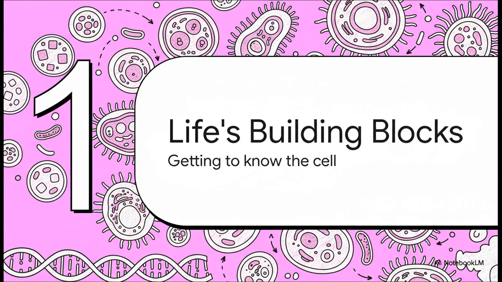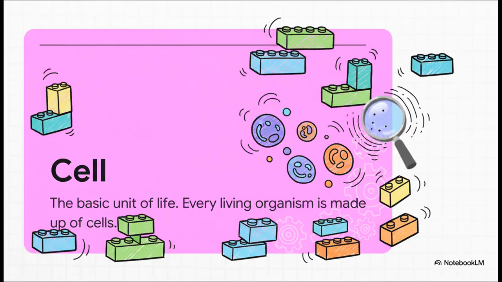Okay, so to really get a grip on this invisible world, we have to start with the absolute basics, the fundamental unit of all life. Doesn't matter if it's the tiniest microbe or the biggest whale, we have to start with the cell. So here's the key idea. Everything that's alive is made of cells. Think of them like tiny little Lego bricks. You can build almost anything you can imagine, but it all comes back to that one basic piece. They are the little engine rooms of existence.